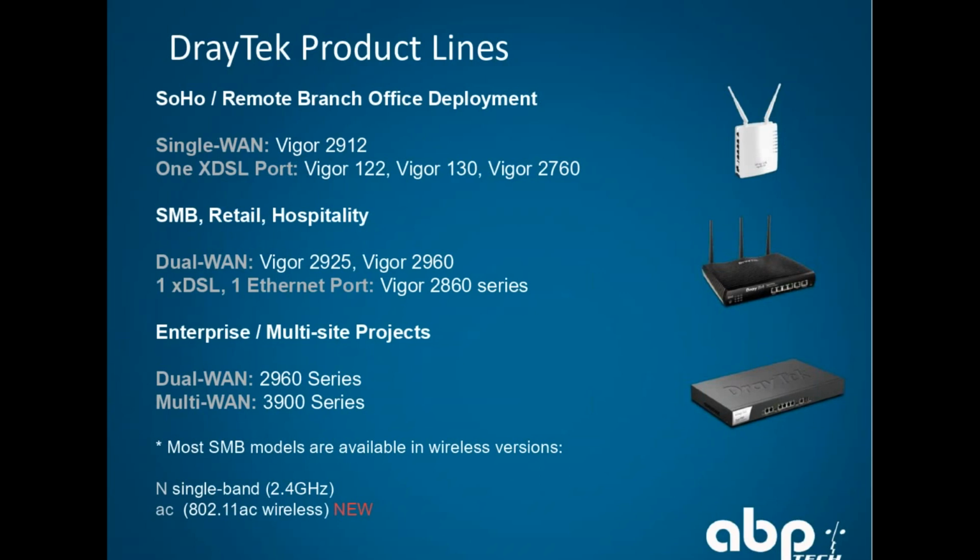We also offer multi-WAN routers for mid-size applications like the 3900 and the 2960. They are suitable for larger projects and offer some advanced features. High throughput, VPN throughput, firewall throughput is higher. And they can support larger networks, Class B networks. So our SMB routers like the 2925, 2860 series, they are available without wireless or with simultaneous dual band Wi-Fi compliant with 802.11 AC protocol. So we have the 2925 AC and 2860 AC that supports the new Wi-Fi standard.